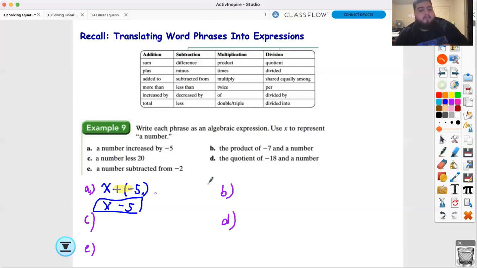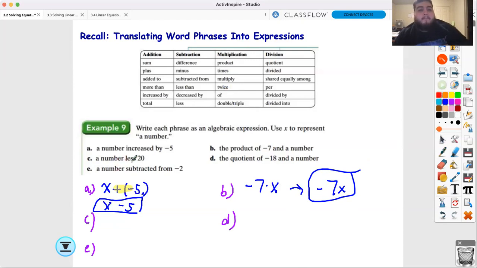So that's A. B, the product of -7 and a number. The product is multiplication, right? The product of, so it'll be -7 times a number X. Well, -7 times X is the same thing as -7X. You don't have to put the dot or parentheses. We know a number next to a letter is multiplication.